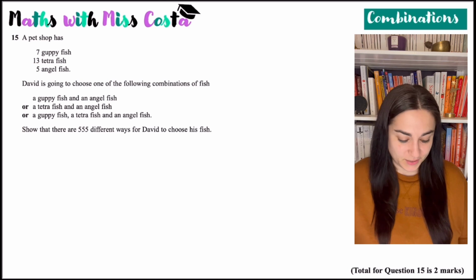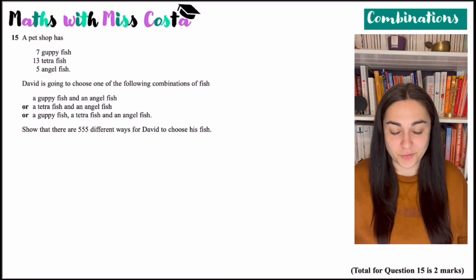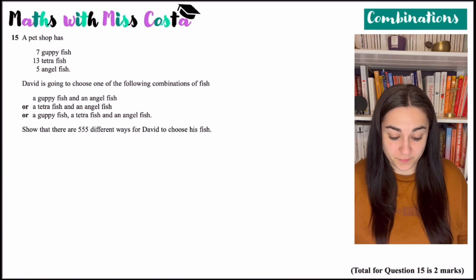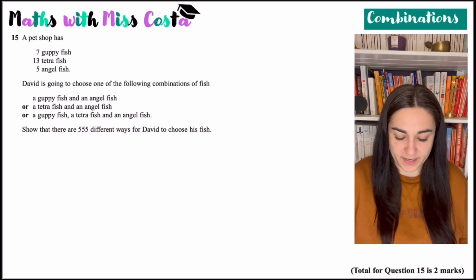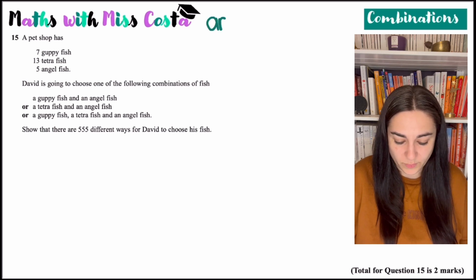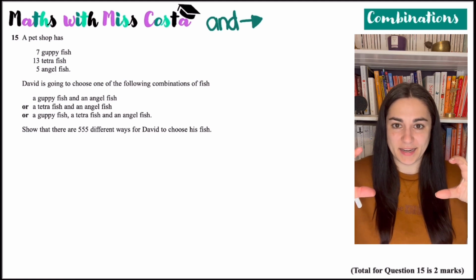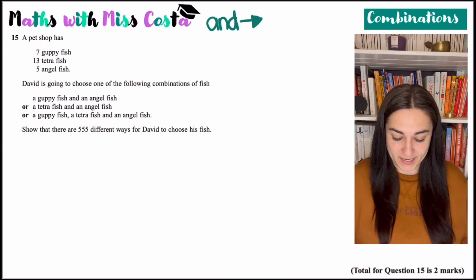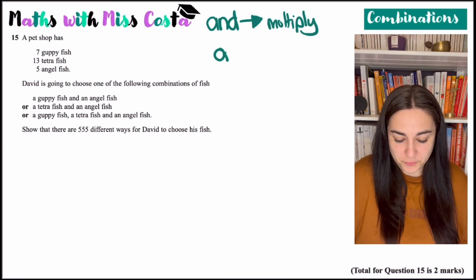So in this question, I'm told that a pet shop has 7 guppy fish, 13 tetrafish, and 5 angelfish. And David is going to choose one of the following combinations of fish: a guppy fish and an angelfish. So let's just have a quick little recap of the and the or rule. If you're trying to work out the probability of this and that happening, of 2 things definitely happening, then you multiply your probabilities. If you're trying to work out the probability of this or that happening, you add your probability.